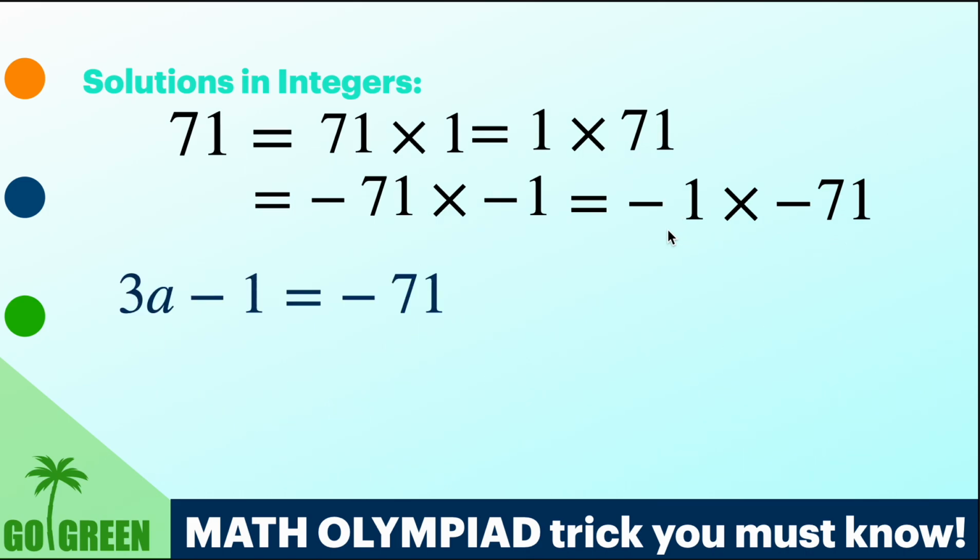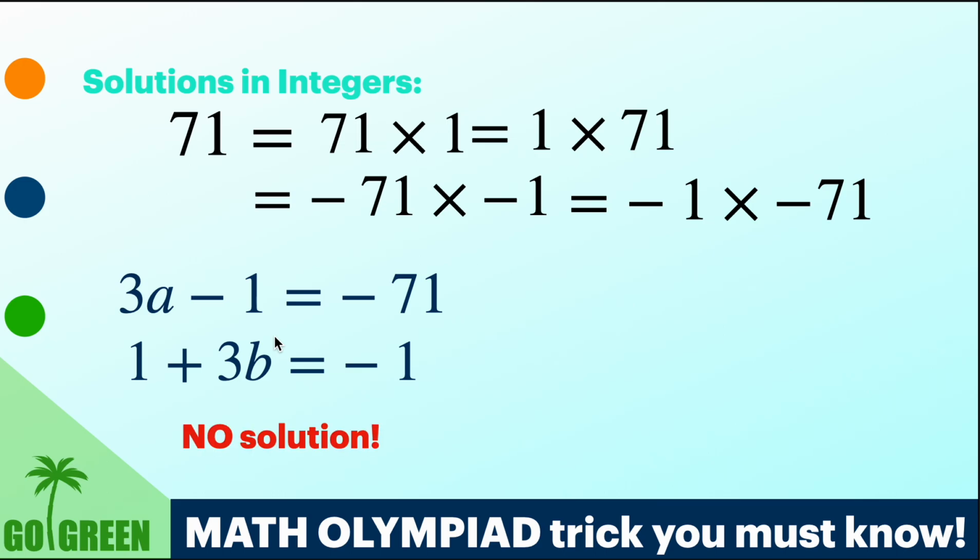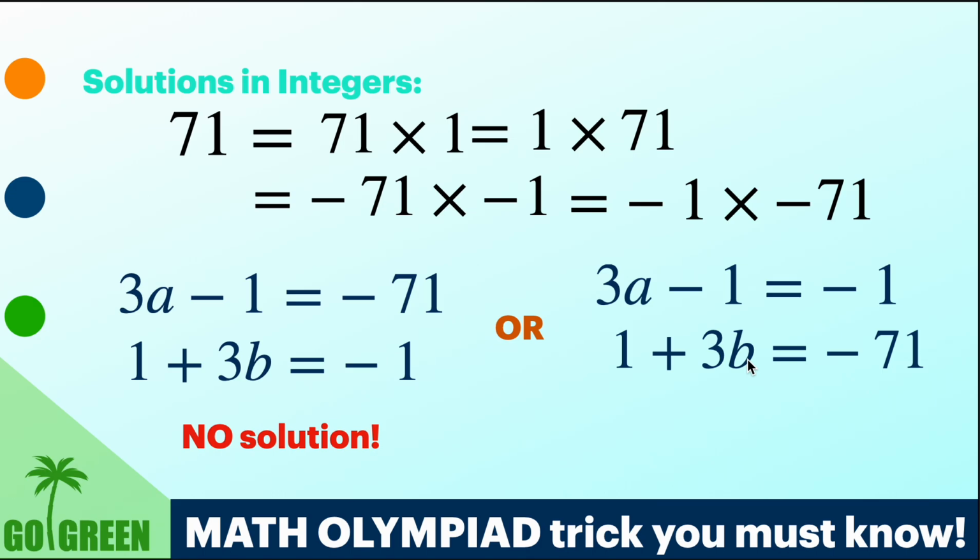Okay, so in this case, minus 71 times minus 1, let's say 3a minus 1 is minus 71 and 1 plus 3b is minus 1, okay? Then in this case, we see that 3b is minus 2, right? Or 3a is minus 70. In both these cases, there can be no integers a and b such that these equations hold true, right? Therefore, in this case, there is no solution in integers, okay? And the remaining case, which is 3a minus 1 can be minus 1 and 1 plus 3b can be minus 71. In this case, there are indeed solutions, right?